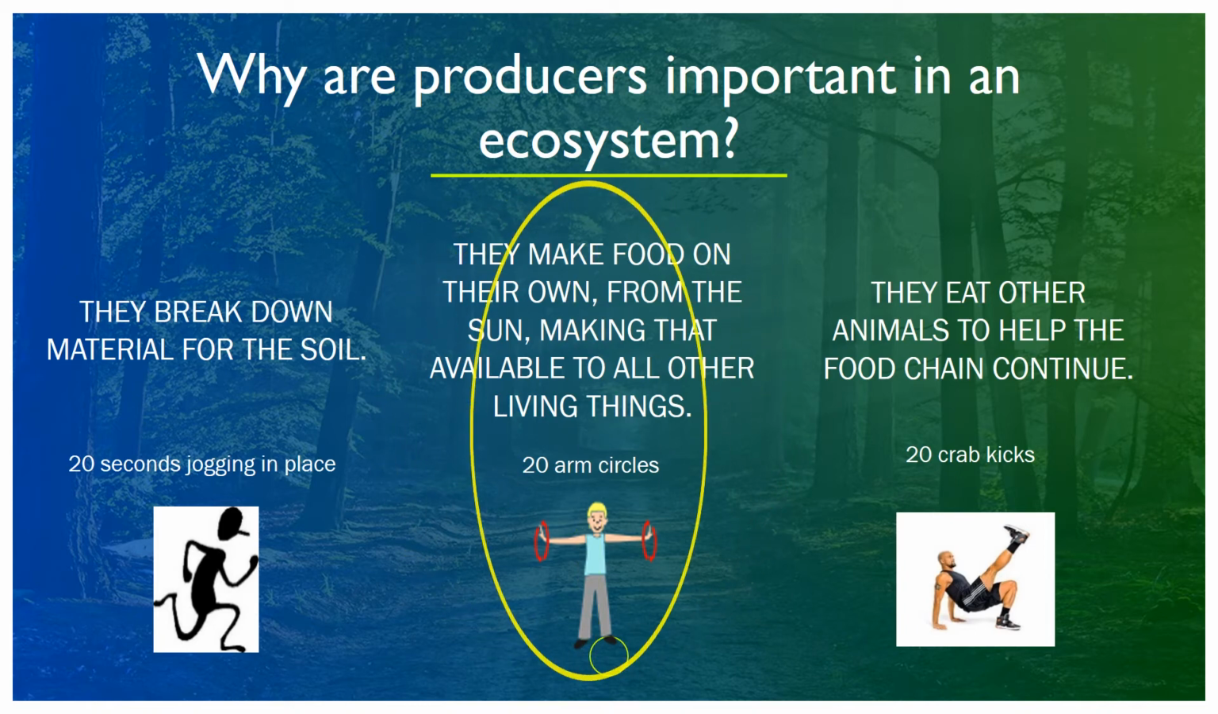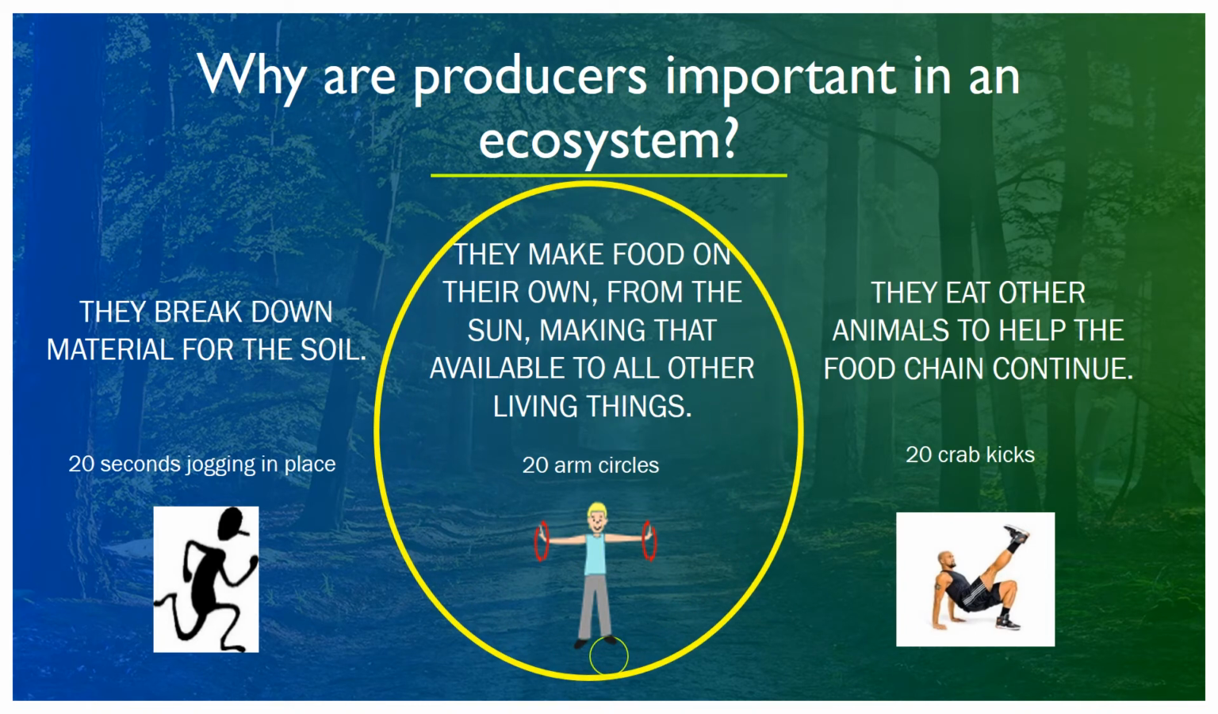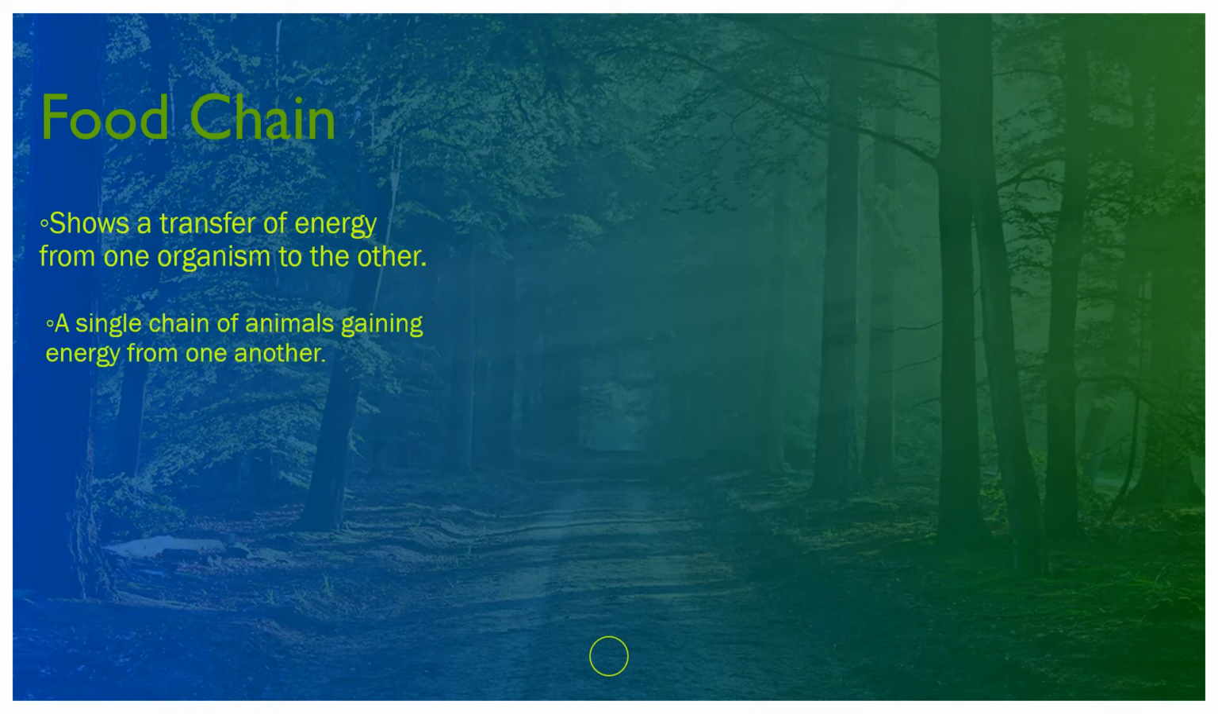Producers are very important in an ecosystem. They do make their own food from the sun, and that makes everything available to all other living things. Let's define the food chain. The food chain shows a transfer of energy from one organism to the other. It's also a single chain of animals gaining energy from one another.